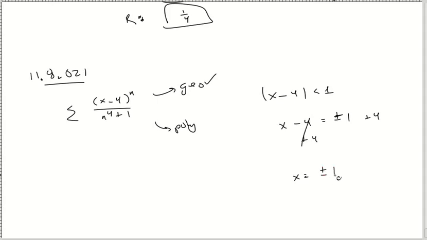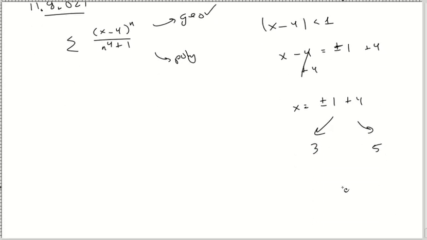Let me write that a little bit better. And so what are those two numbers going to be? Well, it's 4 minus 1 and 4 plus 1, so a 3 and a 5. And that's going to be your interval here. But do they converge? Do they diverge on those numbers?